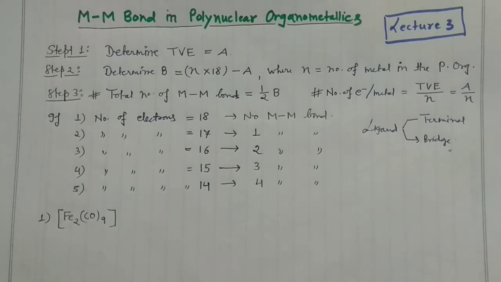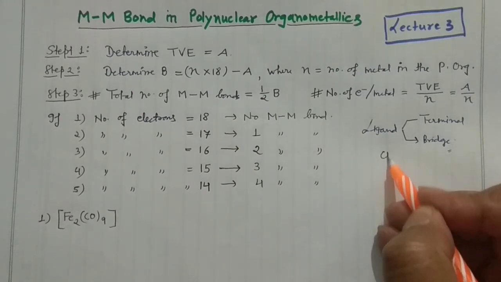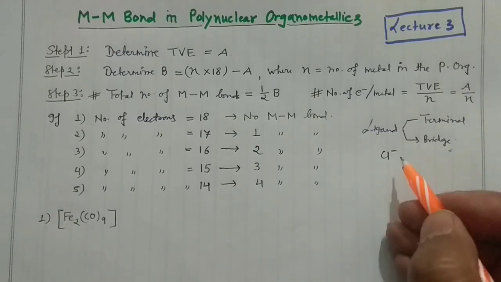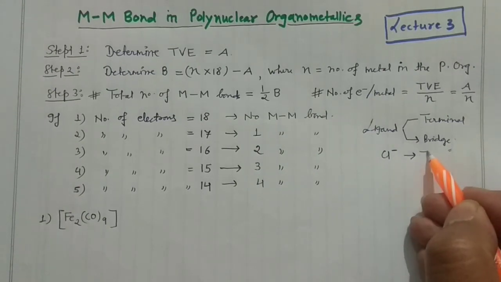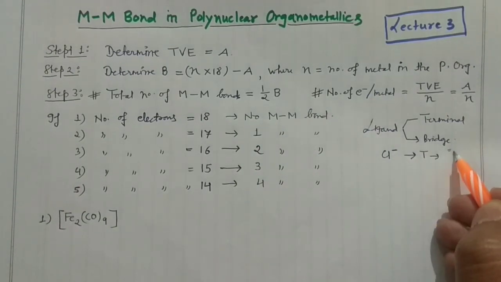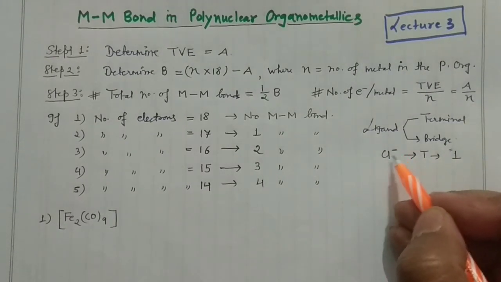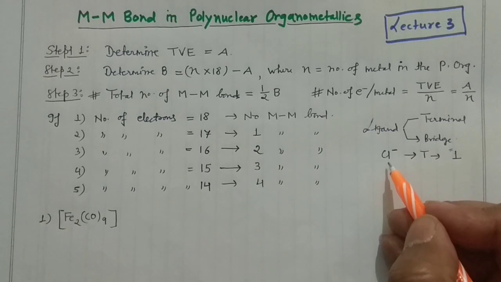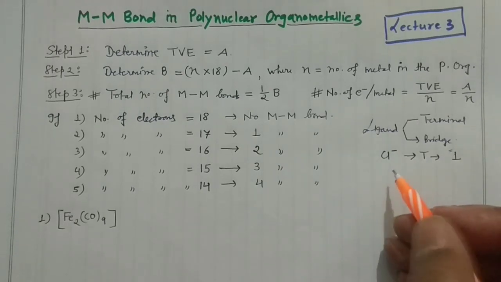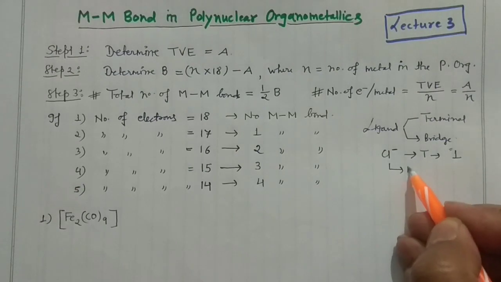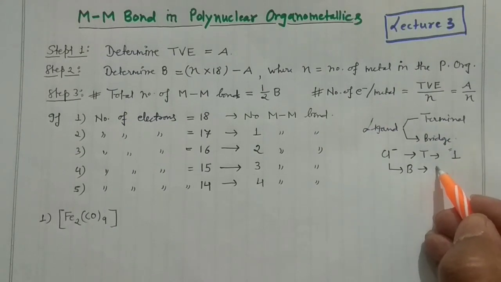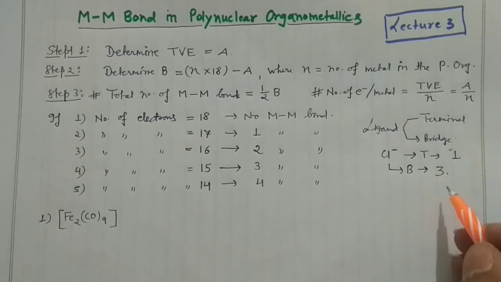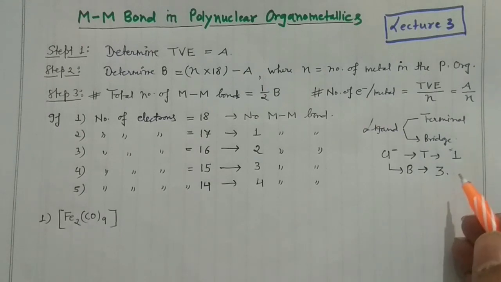But if your ligand is not neutral, say for example if you have Cl negative, then if it is terminal, say I'm writing T, it will contribute only one electron, that is equal to its formal charge present on it. But when this Cl negative acts as a bridging ligand, then it will contribute more than one, say 3. So in this way you have to understand the role of the ligand.